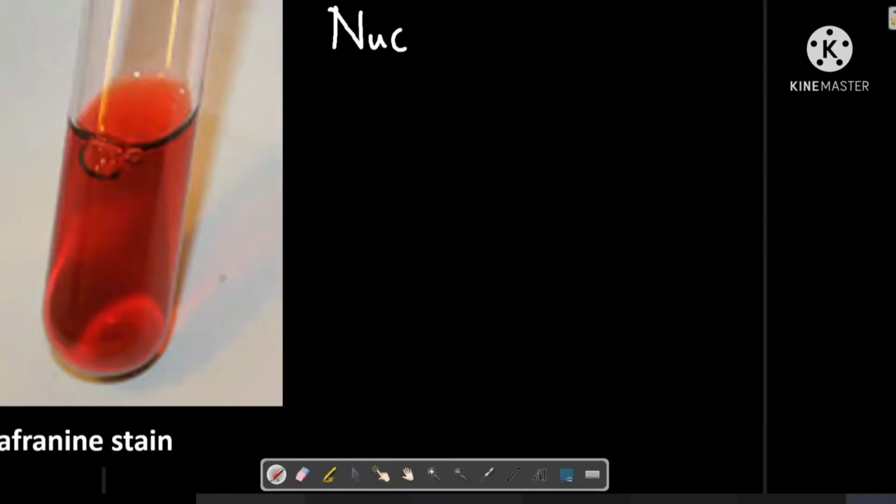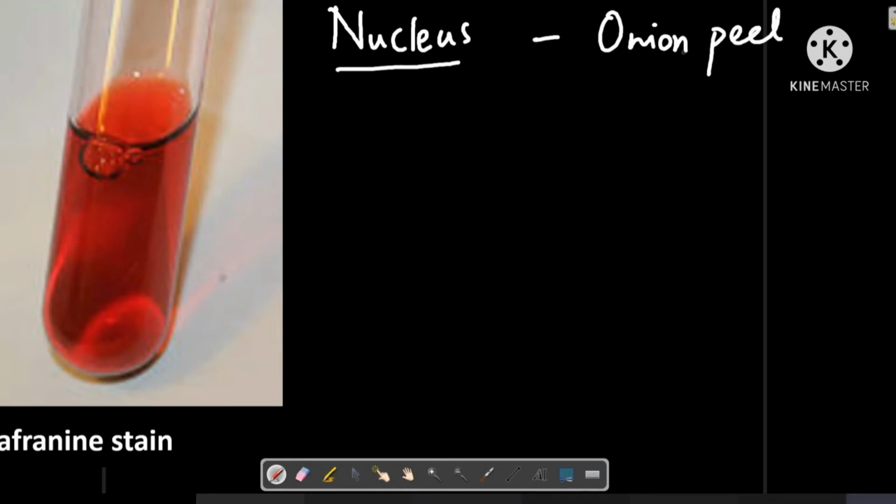Next topic is about nucleus. Now every cell, when you were learning about onion peel cells, somebody's speaker mic is on, just check your mic and put it off.